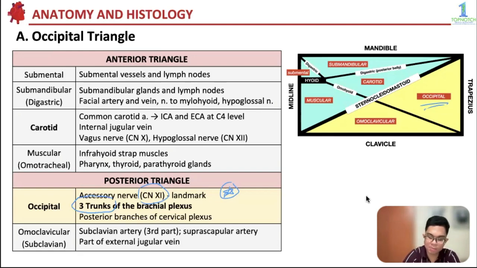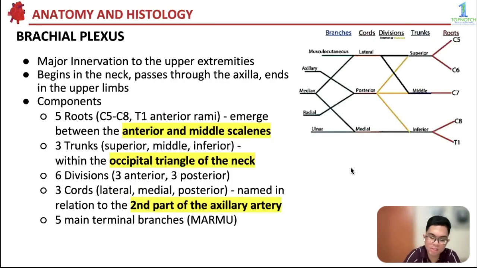And then as well as posterior branches of the cervical plexus. So let's focus naman on the brachial plexus. And it's the major innervation to the upper extremities. And it passes through the neck, sa cervix, axilla, and eventually into the arms. Okay? So I like to divide the brachial plexus this way.